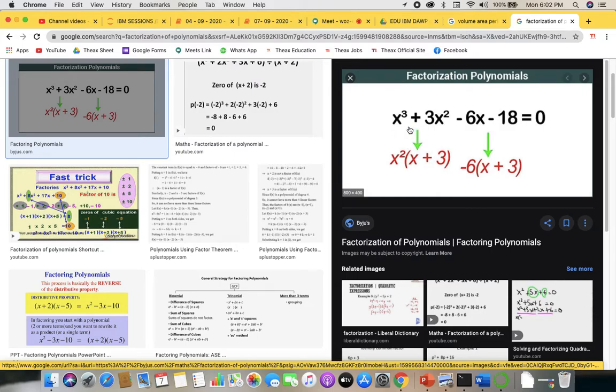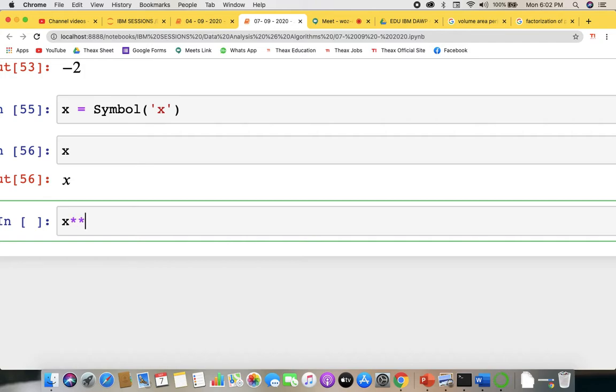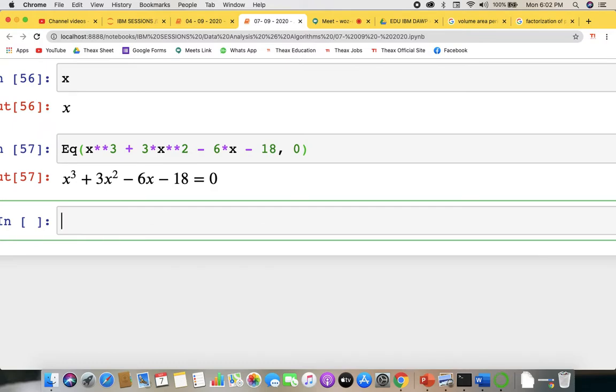X cubed plus 3x squared minus. Okay, remember the equation, guys. X cubed plus 3x squared minus 6x minus 18. The equation of this is equal to 0. What is going to be the factorization of this? Answer. Factorize. What is the solution for x?